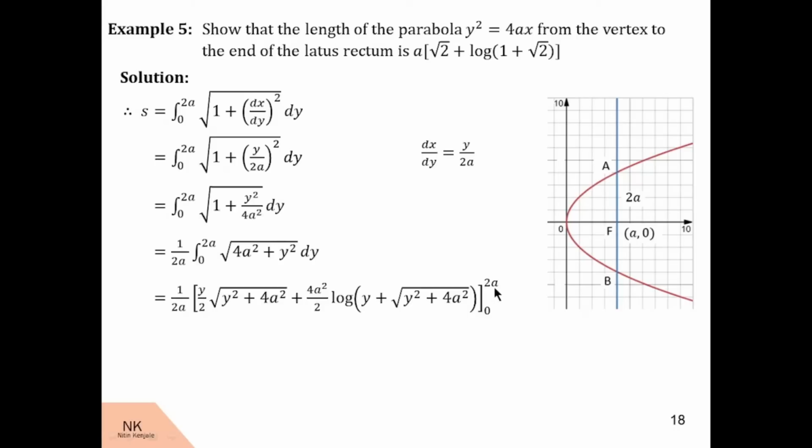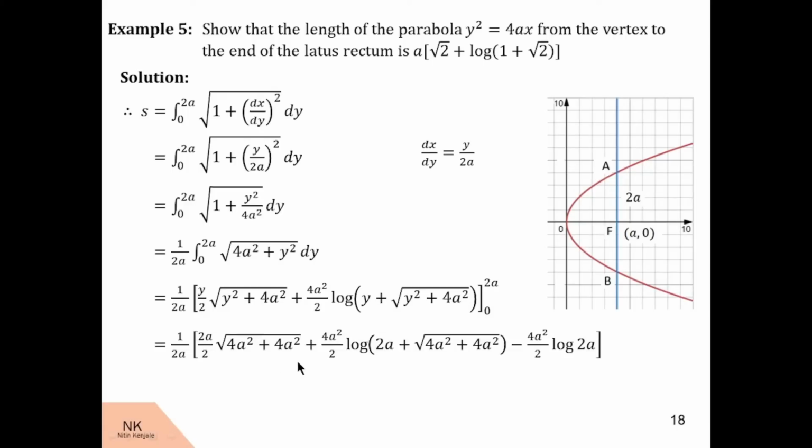Now let us substitute these limits in y. So after substitution of this 2a in y, we have 2a by 2, that is just a, into under root of 2a square plus 4a square, that is under root of 8a square, plus 4a square by 2 into log of 2a plus under root 4a square plus 4a square, minus, after substituting the lower limit in this term, we get 0 plus 4a square by 2 into log of 0 plus under root of 0 plus 4a square, that is under root of 4a square, that is nothing but 2a.